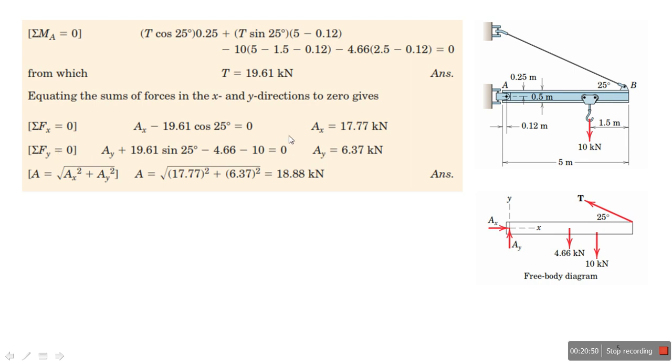I will put Ax and Ay under square root, and I will get the resultant force at point A. So you can see A is equal to the square root of Ax squared plus Ay squared, which is equal to 18.880 kilonewton. That means this is the resultant reaction force, or the total force at point A.